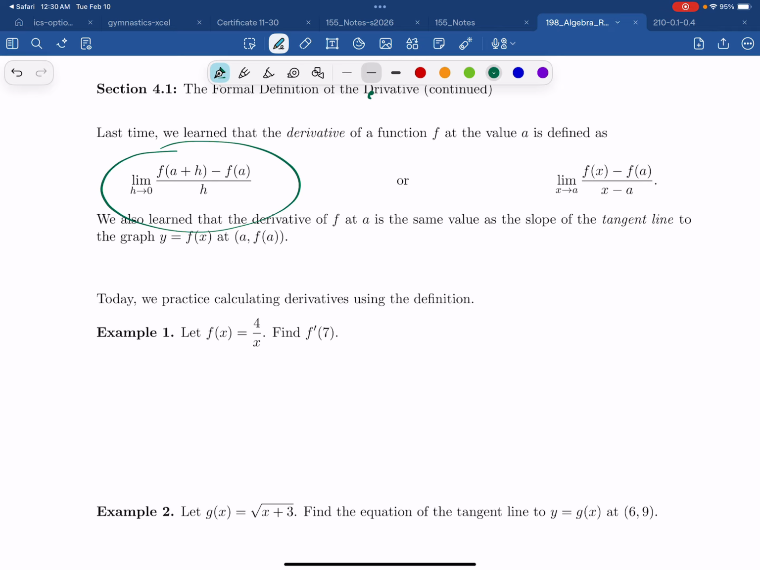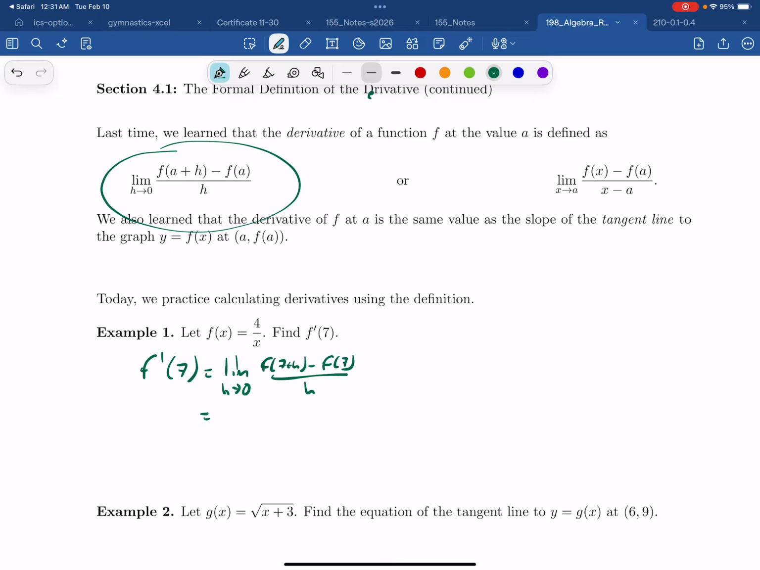Now, there are three ways to handle that, right? We need to factor, we need to multiply by the conjugate, or we need a common denominator. Let's take a look at example 1. Here we're finding f prime of 7, which is the limit as h approaches 0 of f of 7 plus h minus f of 7 all over h.